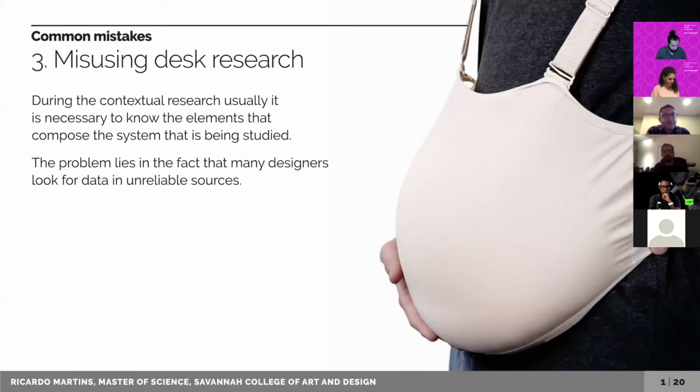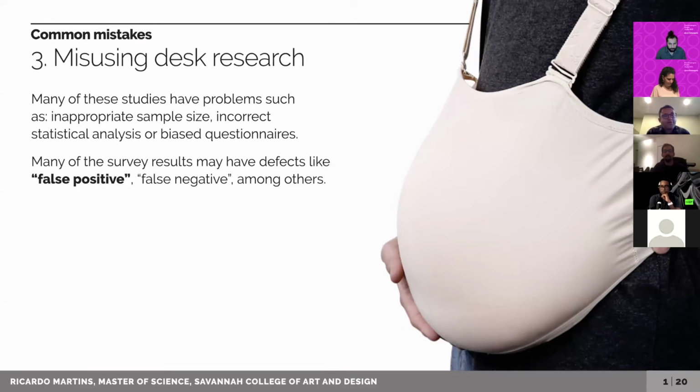The third mistake is to misuse desk research. During the contextual research, usually it's necessary to know the elements that compose the system that's being studied. The problem lies in the fact that many designers look for data in unreliable sources. Many of these studies have problems such as inappropriate sample size, incorrect statistical analysis, or biased questionnaires. Many of the survey results may have defects like false positives, false negatives, among others.